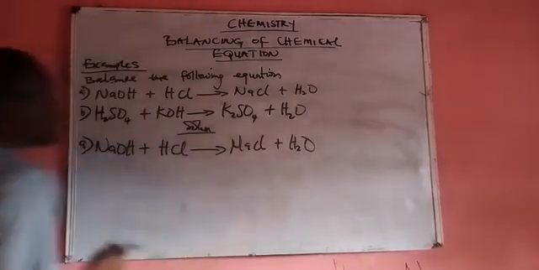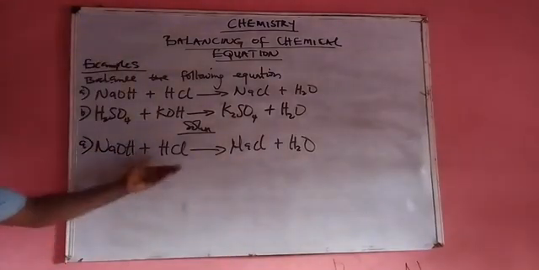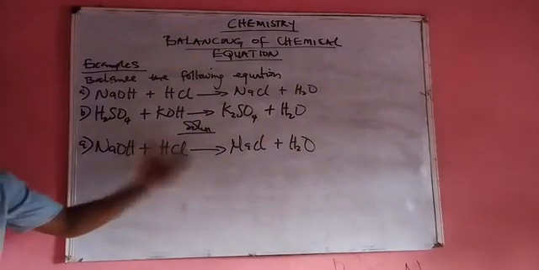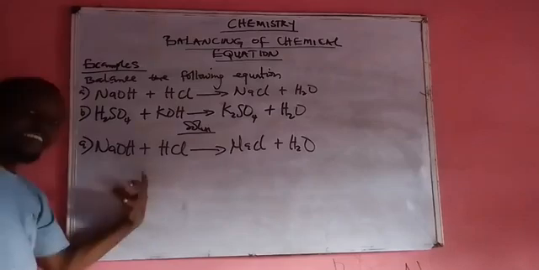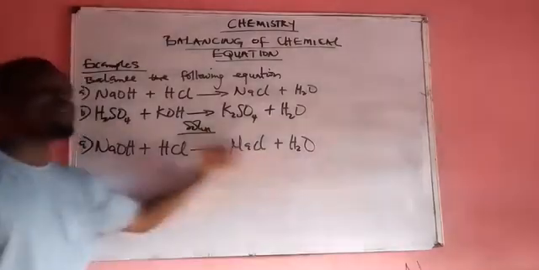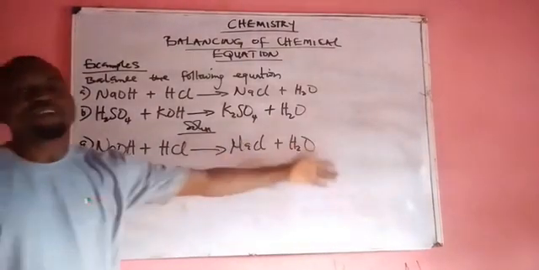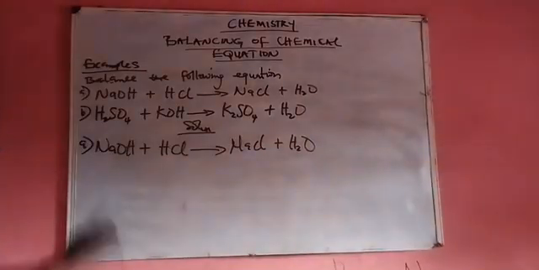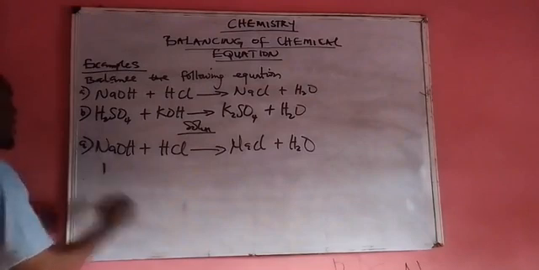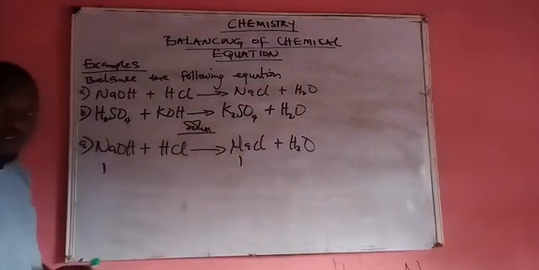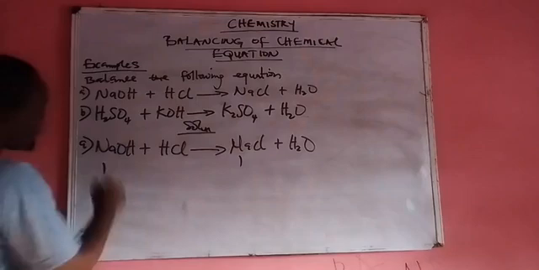Okay, now let's check if this equation is balanced or not. What do we mean by balance? Balance means the elements here are the same as the elements there. That's the number of moles here are the same as the ones here. Now let's check. Sodium: here we have 1 sodium, and there it is also 1. So sodium is balanced.